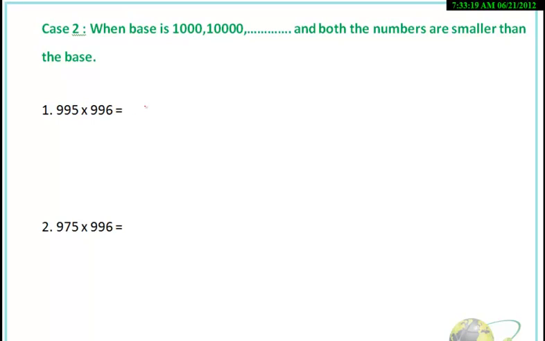It's 995 into 996. Now both the numbers are closer to 1000. So we will be having the base as 1000 over here. Now we'll be finding the difference of these numbers from 1000. So 995 is minus 5 from 1000 and 996 is minus 4 from 1000. Okay. Now with this multiplication, that is 5 into 4, 20, we have to fill up 3 digits as there are 3 zeros in 1000. In the previous case, we were finding out the difference from 100 and there were 2 zeros only. So we were filling 2 digits only with the multiplication.